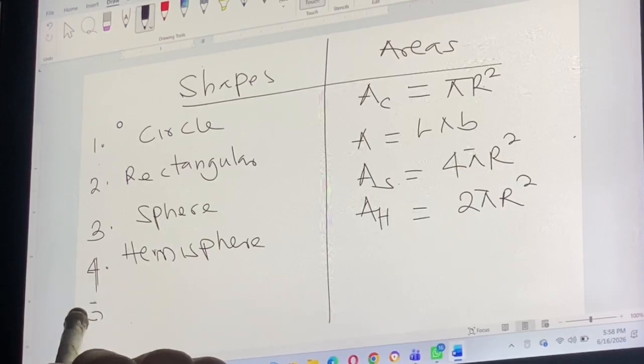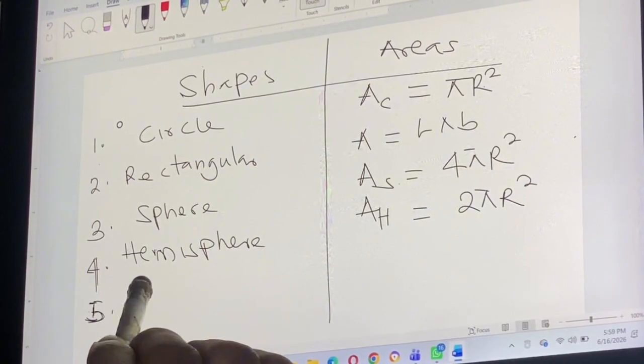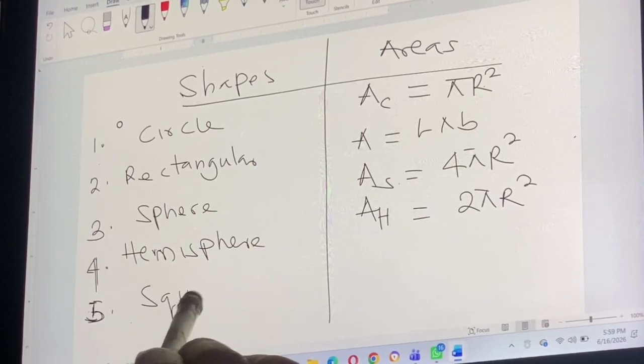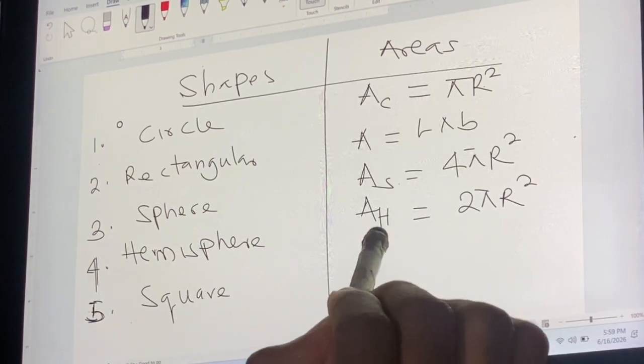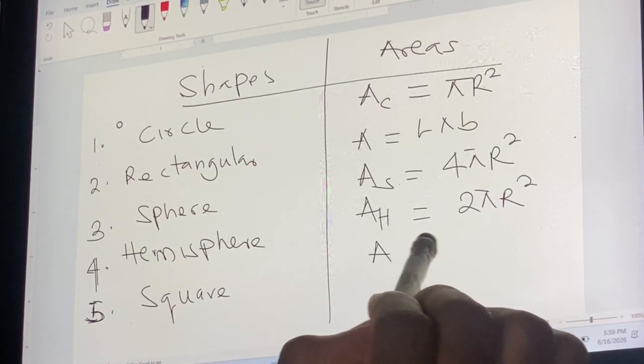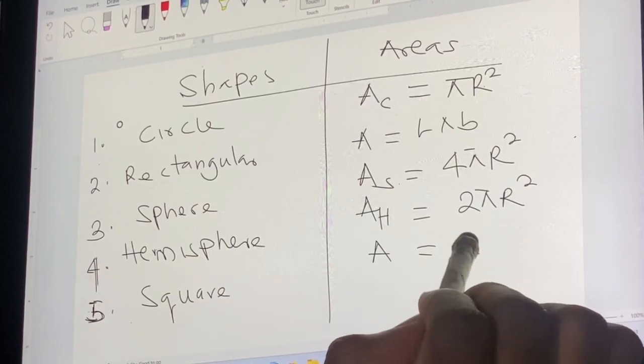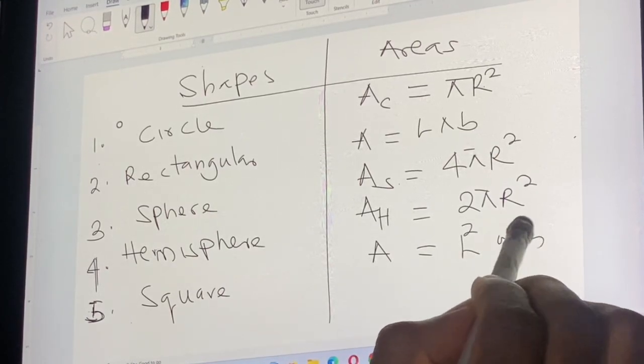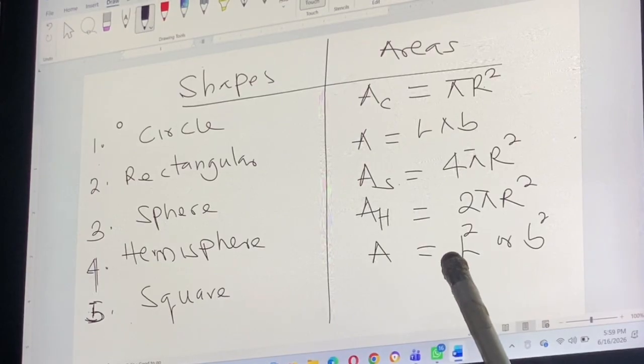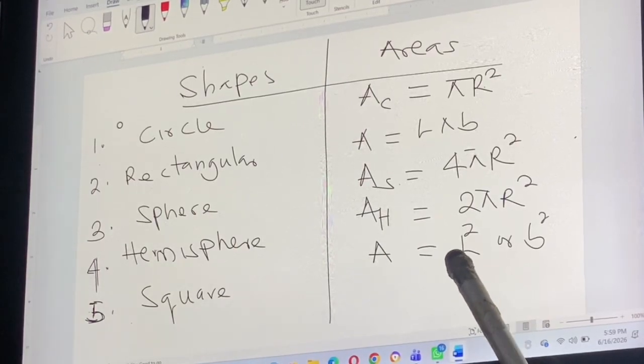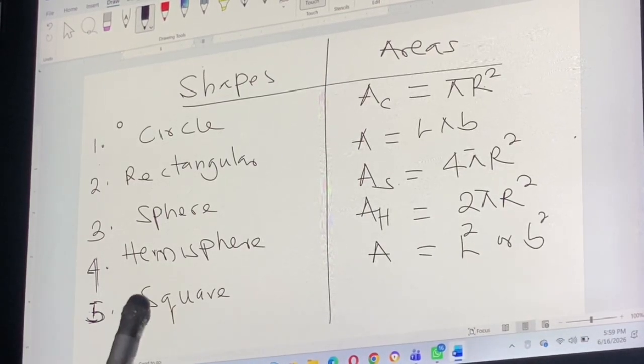So the last one for this here, 5, is square. The area of a square here is a squared or b squared, depending on what is given to us here. If it is length, you square the length. If it is breadth, you square the breadth. Okay, so let's take question 1 here to perfect this formula.